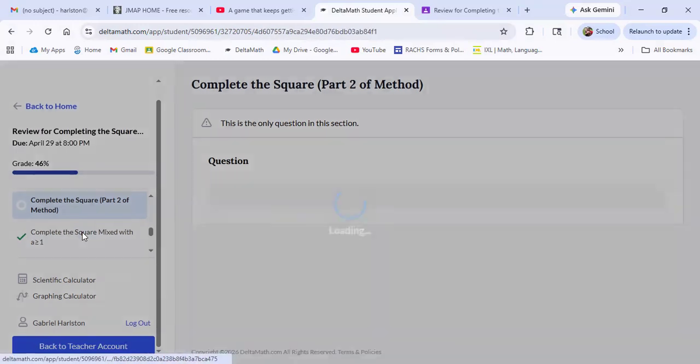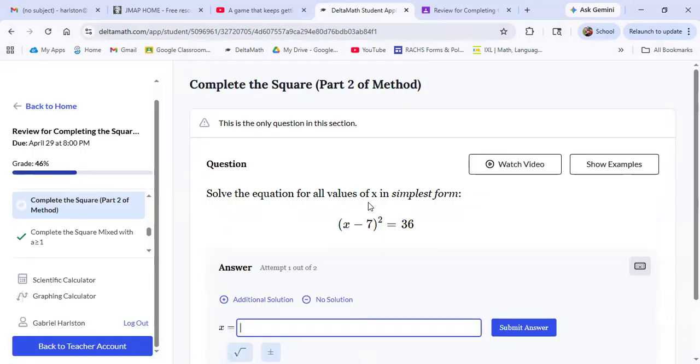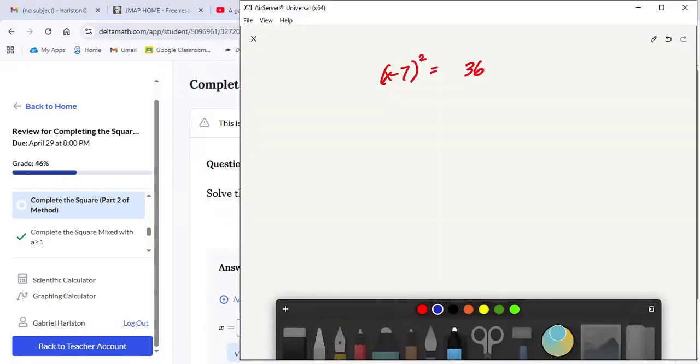Let me do one more of these. Okay, so we have x minus 7 squared equals 36. Same process. Once we get to this point, we're just going to take the square root of both sides. This is going to be x minus 7 equals, and this is a perfect square as well. If you don't know that, use menu 23. It's going to be plus or minus 6.